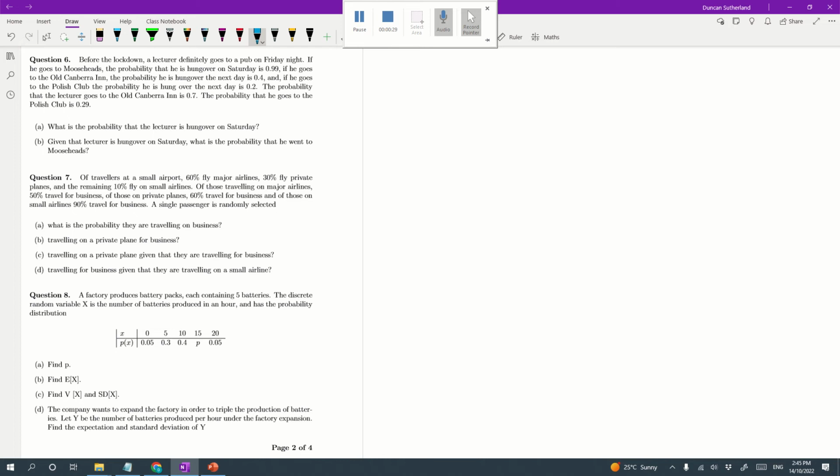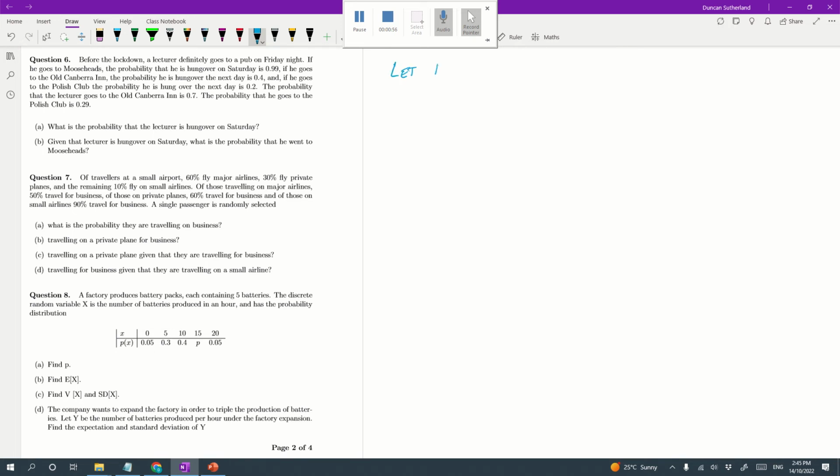Probability that the lecturer goes to the Old Canberra Inn is 0.7. Probability that I go to the Polish Club is 0.29. And we're asked for the total probability of hungover, and, given that I am hungover, what's the probability that I went to Mooseheads? So let's start by putting some notation on this.